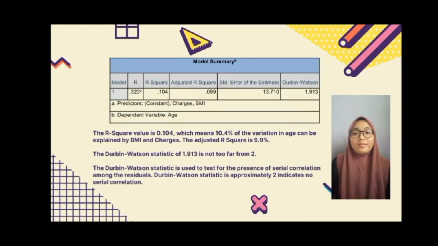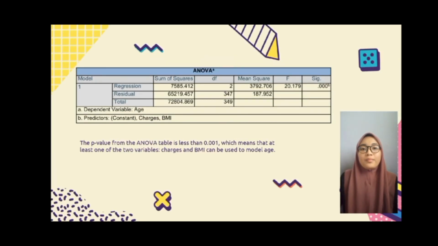In the model summary table, the R-square value is 0.104, which means 10.4% of the variation in age can be explained by BMI and charges. The adjusted R-square is 9.9%. The Durbin-Watson statistic of 1.913 is not too far from 2. The p-value from the ANOVA table is less than 0.001, which means that at least one of the two variables, charges and BMI, can be used to model age.